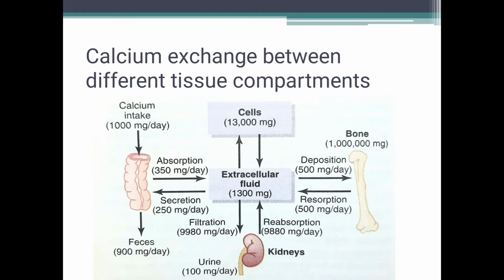So the calcium absorbed from the intestine enters the extracellular fluid pool. So that is about 1300 milligram. And there is an exchange of calcium between the bone and the extracellular fluid. See, 500 milligram is deposited, and 500 milligram is again going back to the extracellular fluid. So this is the exchange of calcium between the different tissue compartments.